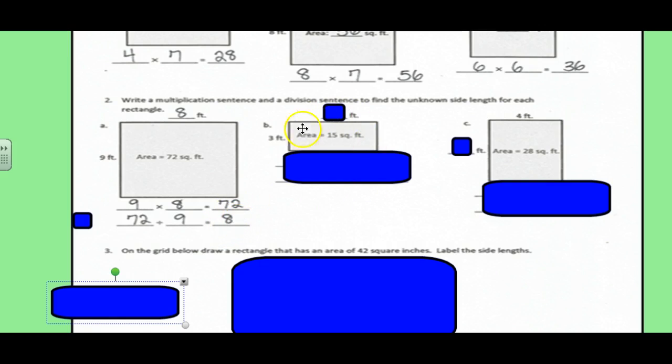So I want you to go ahead and work on B and C yourself. Whenever you're ready to check those answers, you may push play.